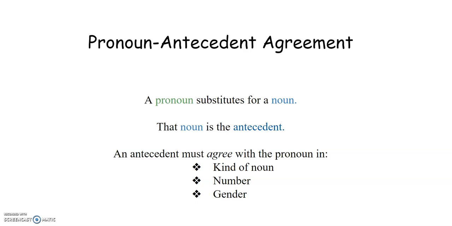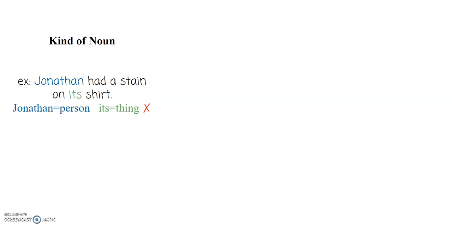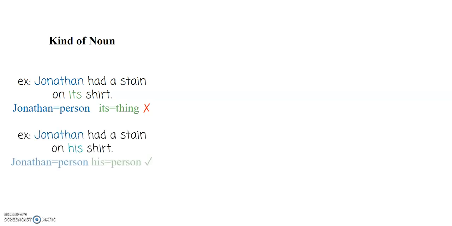Now, a pronoun and an antecedent have to agree in terms of what kind of noun it is, the number, and gender. When we say kind of noun, we're usually talking about human versus object. So in this sentence, Jonathan had a stain on its shirt. Jonathan is a person. Its is talking about an object. The two don't agree, so we have to change it to say Jonathan had a stain on his shirt. Human Jonathan with his human pronoun.